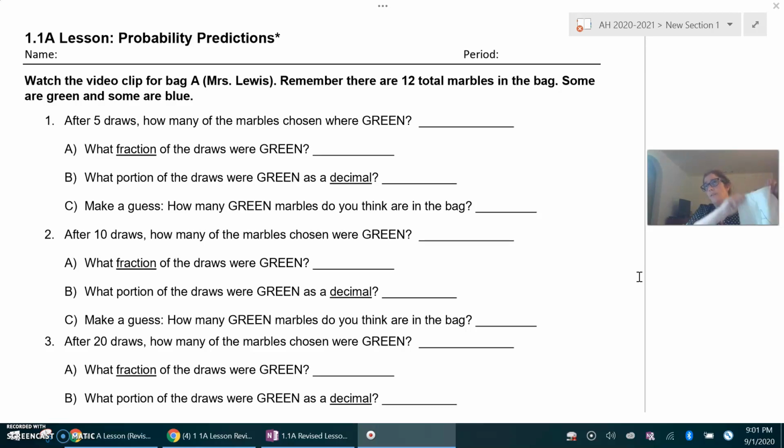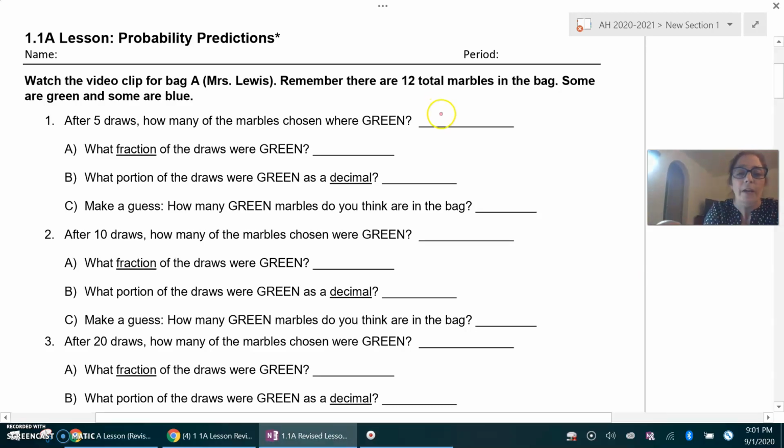And so far, we've done 3 draws. So we're going to shake it up again, pull one out, I got a blue. And so we have so far 3 blues and 1 green. We're going to shake it, run it again, I got a blue. So we're looking at 4 blues and 1 green. So looking at the lesson, it says after 5 draws, how many of the chosen marbles were green? And so we only had 1 that came out that was green.